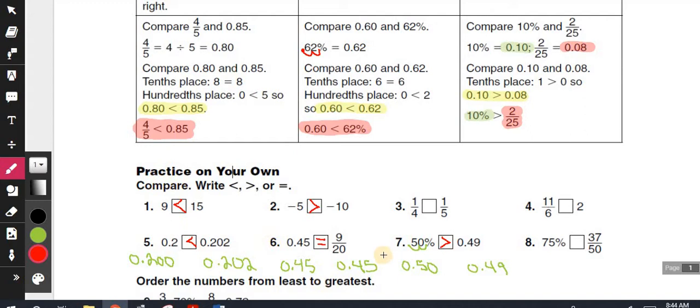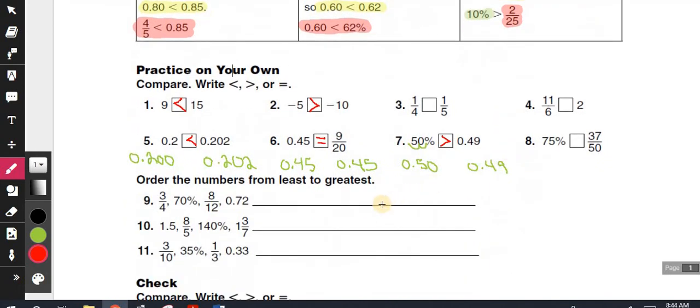And these problems are nice because we are automatically given the original forms for each of them, so we don't have to reconvert back. Okay, so you're going to be completing numbers 3, 4, and 8 on your own.